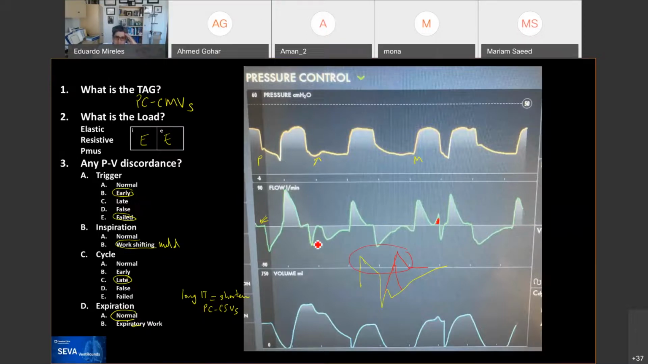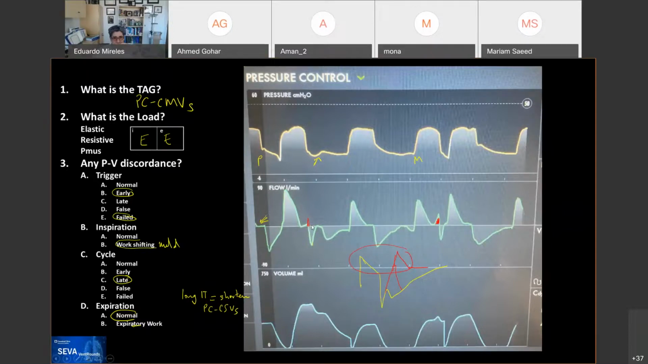In this one over here, whenever I say something is early cycle, there has to be still flow at the end of the breath, and there's no flow here. If there's no flow, this cannot be early cycle. Does that make sense, Gohar? Correct. Yeah, the fact that there's an inspiratory pause of some sort there, that there's no flow, it's an indicator of late cycling.